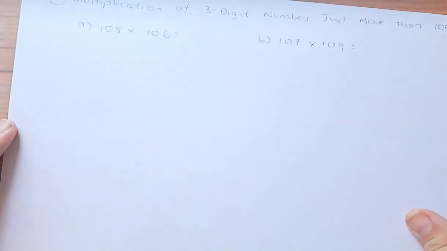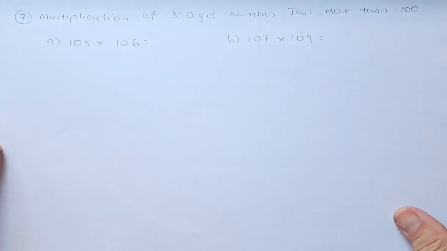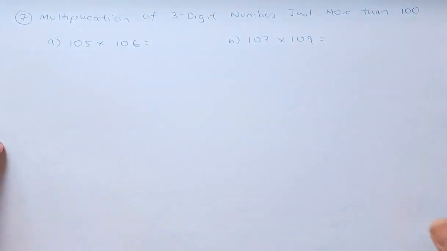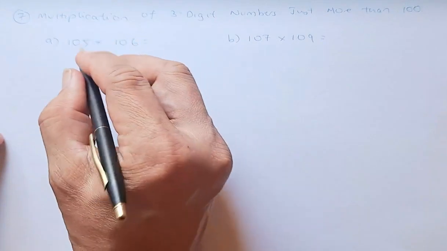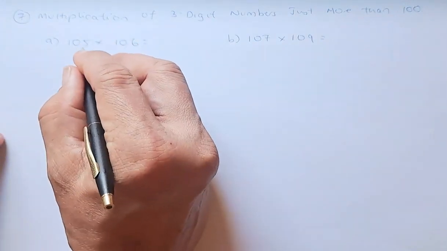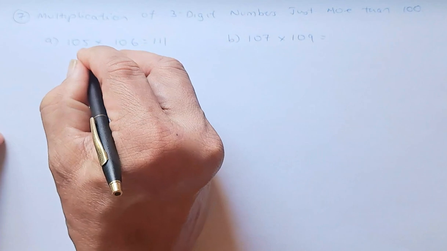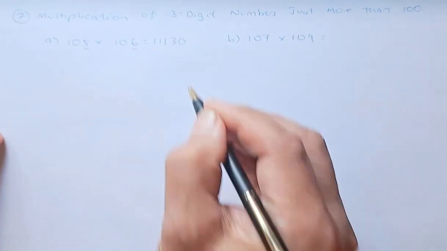Okay? Okay, last but not least, we are going to learn the multiplication of 3-digit numbers just more than 100. This is the easiest of the lot. So 105 times 106. So you just add 6 to this number. So 105 plus 6 is 111. And just take 5 times 6 is 30.